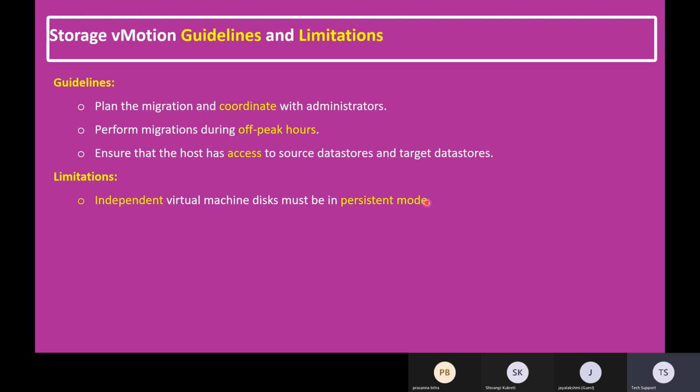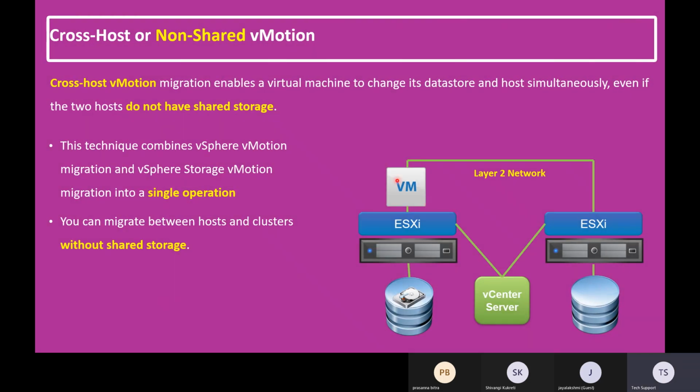So until now, we talked about vMotion, SvMotion, and cold migration. Now we'll talk about the cross-host or non-shared vMotion feature. Non-shared vMotion means, if you see the diagram first, we have two ESXi hosts running in the same vCenter Server, with a normal network, called a layer 2 network. But the datastore for ESX1 is different and the ESX2 datastore is different. Even if you do not have shared storage, we are able to perform the migration.